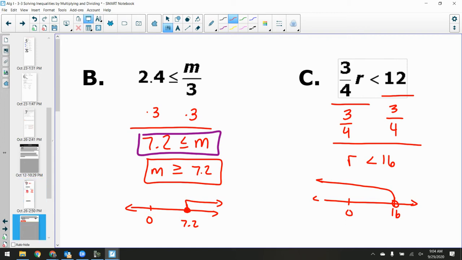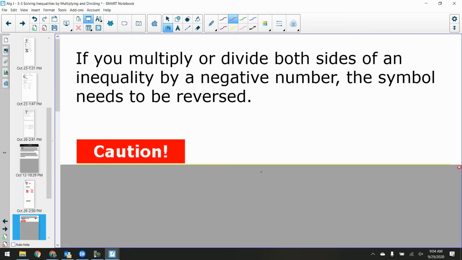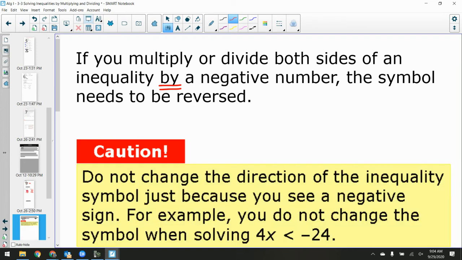Okay. Let's take a look here. Now let's talk about our negative rules. Star this, highlight it, underline it, whatever you need to do. If you multiply or divide both sides of an inequality by a negative number, and I would like you to underline the word by, if you divide by or multiply by a negative number, the symbol needs to be reversed. Okay, the symbol needs to be reversed.